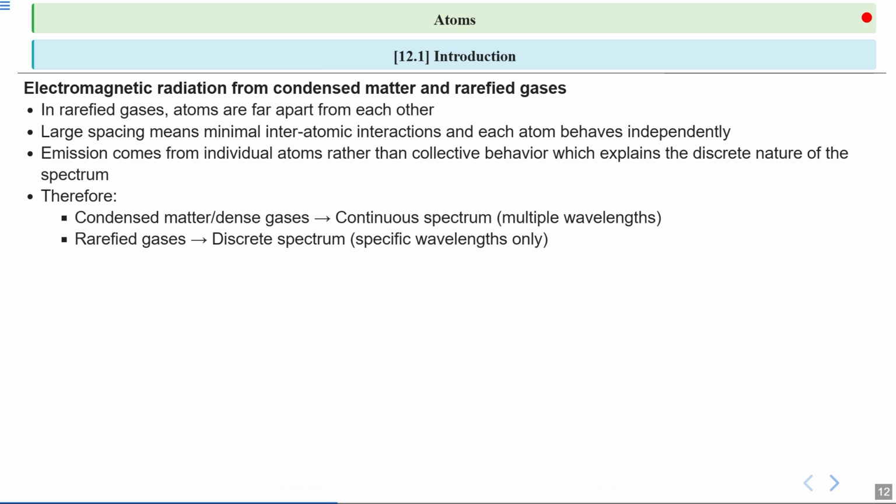In contrast, rarefied gases produce a discrete spectrum. Here only certain wavelengths are emitted, which shows up as sharp lines. This happens because the atoms are isolated, so only specific energy transitions are possible. For example, the bright lines you see in a neon sign are due to this effect.